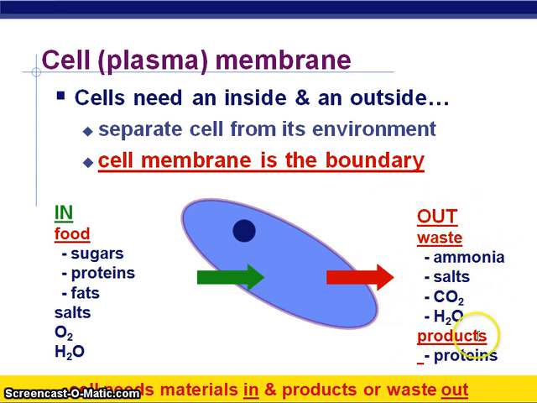Ammonia is an example. Or what if the cell at the ribosome is producing proteins but needs to transport it elsewhere? Well, we need to get those out of the cell as well. So basically, we need to get materials into the cell that it needs, and then products or waste, we need to get that out of it.